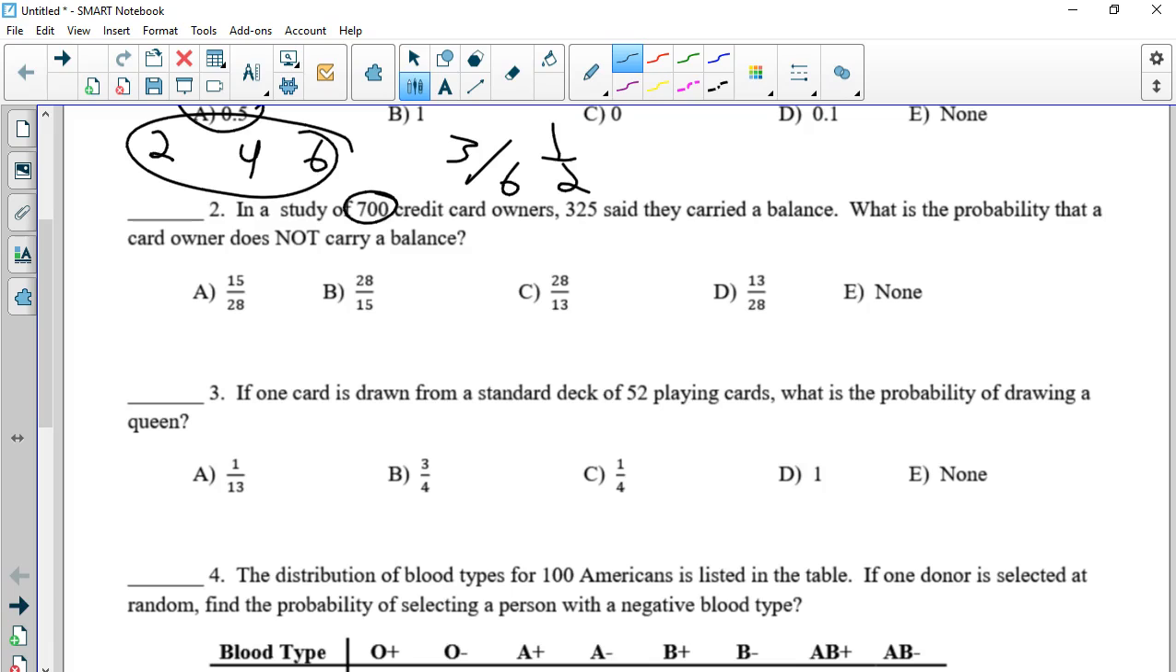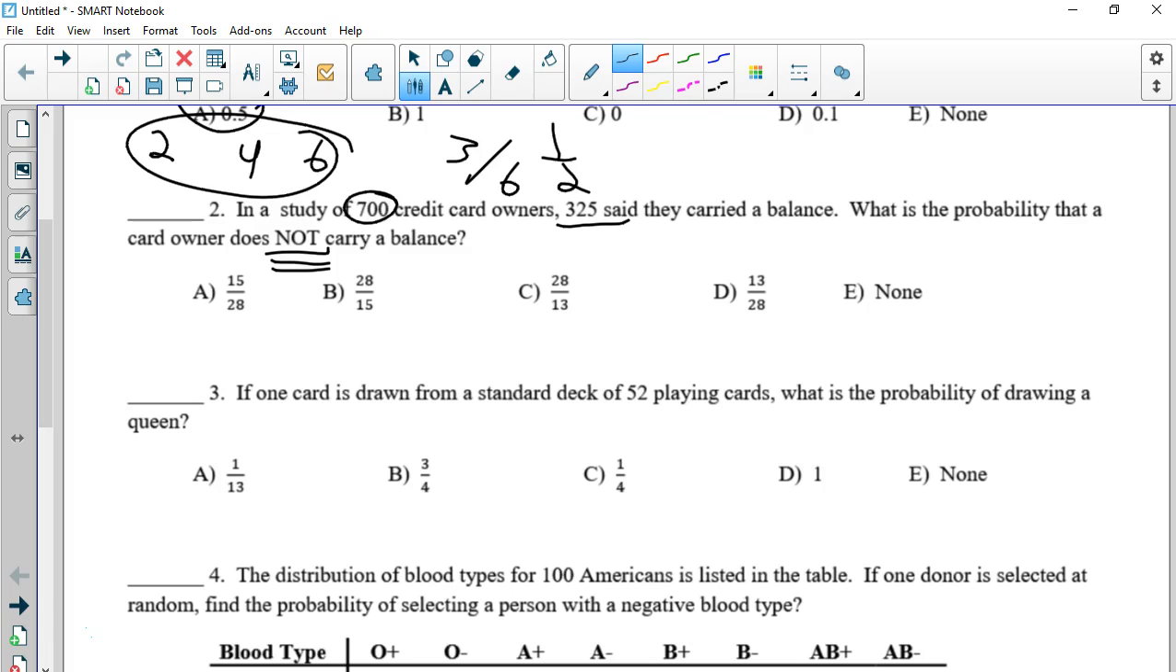Okay, in a study of 700, well, we already have our number right there. That we know 700 is total. 325 carried a balance, but got to be careful when you read this one. This was a tricky one. I threw a curveball in here. What is the probability that a card owner does not carry a balance? So you have to ask yourself, am I going to use that number 325? Yes and no. 325 is the ones who carry a balance.